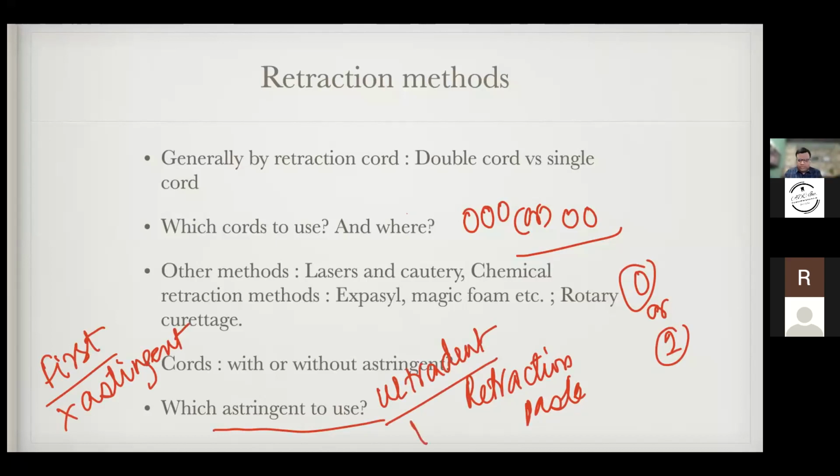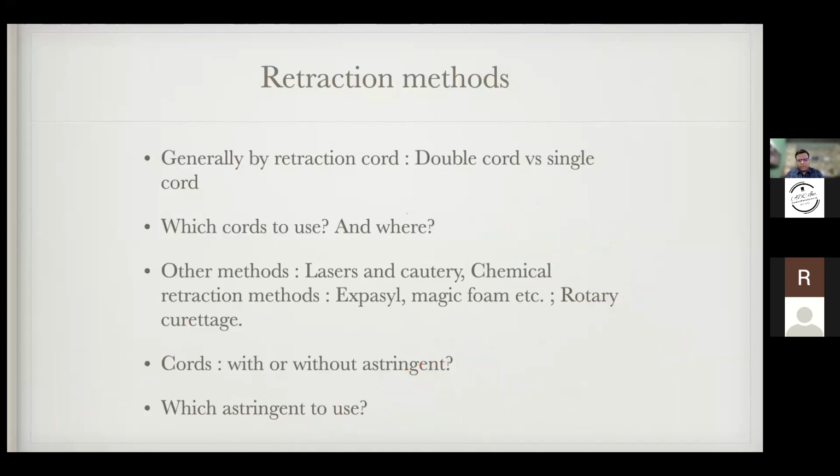Viscostat. Sorry for that. The Viscostat is the most common. The brown one or the clear one? Viscostat clear for anteriors. Please use the Viscostat clear. For the posteriors, you can use the brown one. So Ultradent is the most commonly used astringent.